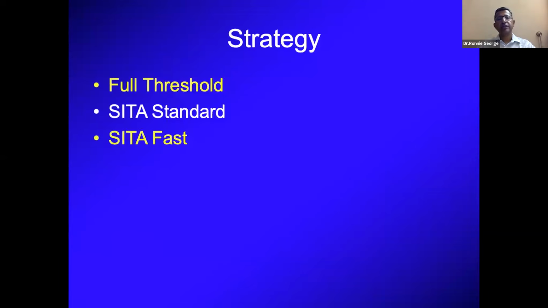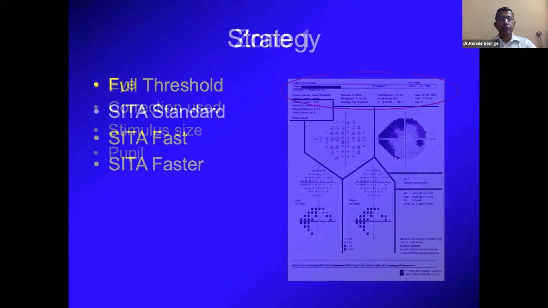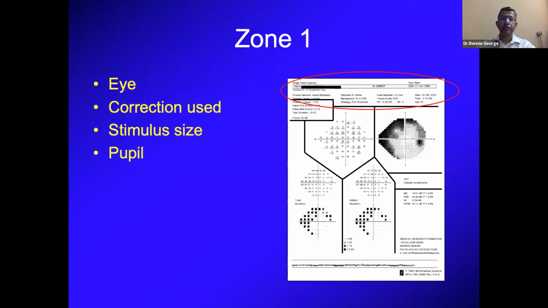In terms of strategy, you have full threshold, Sita standard, Sita fast, and now Sita faster. I'm going to talk to you mostly about Sita standard. I will talk to you a little bit about full threshold because I understand that some people still use that quite widely. So coming back to Zone 1, you also have information regarding the eye, the correction used, the stimulus size, and the pupil. We spoke about correction and stimulus size.